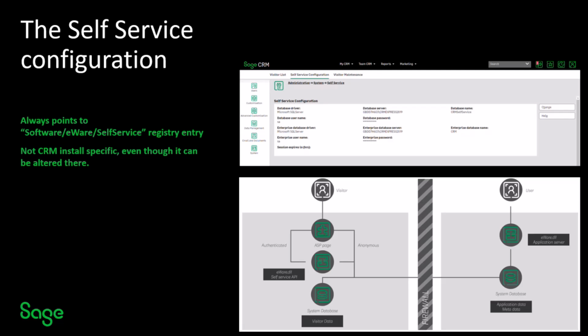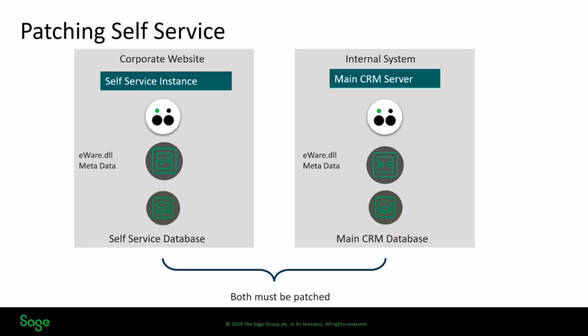It also has a direct link into the question of patching when we're upgrading. So patching and upgrading means that you would have to approach both and upgrade both the main CRM server and the self-service instance, and make sure that you apply whatever is the necessary changes for that.